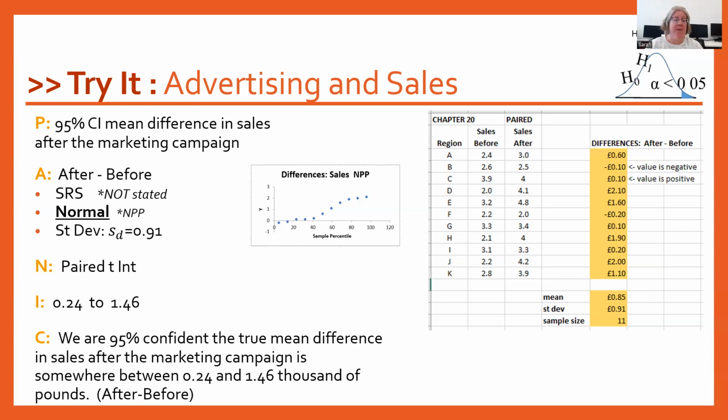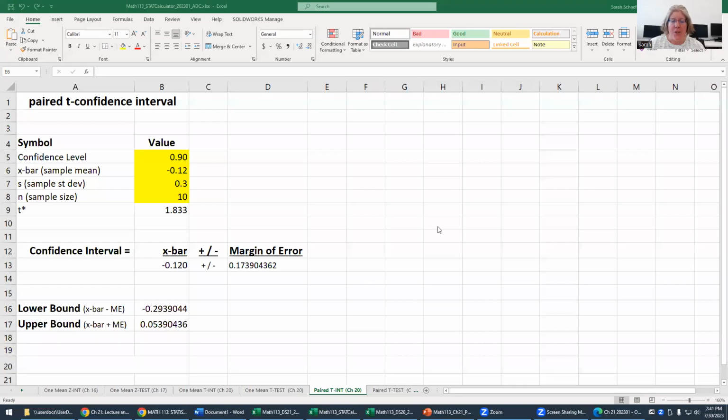All right, so if you felt good about finding those interval endpoints, you're welcome to move on. If not, I'm going to switch over to Excel and I'll just show you how I got those. You do want to be on the paired t-interval in the Excel stat calculators. And once you're on that one, it says paired t-confidence interval up here at the top too. We're going to input our numbers in those boxes that are yellow.